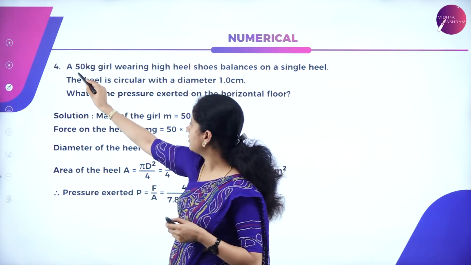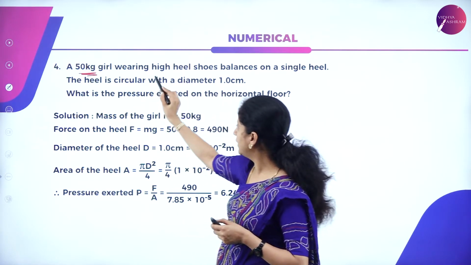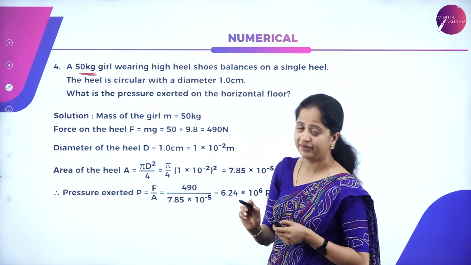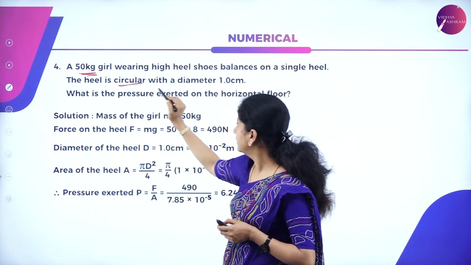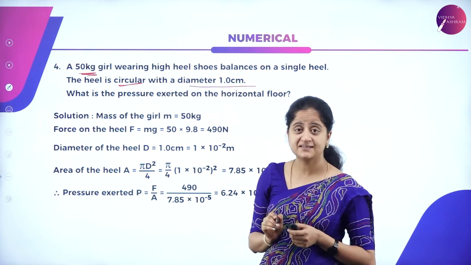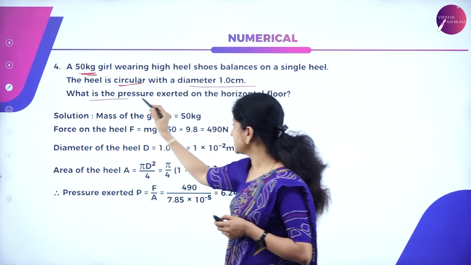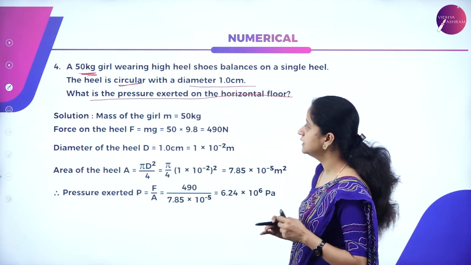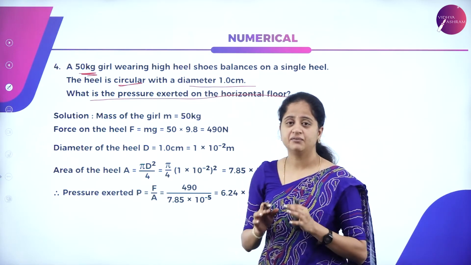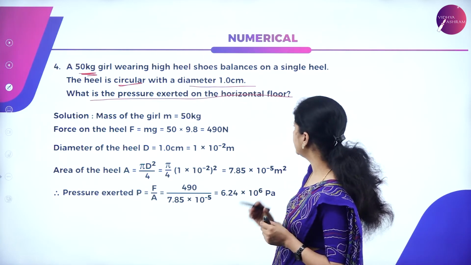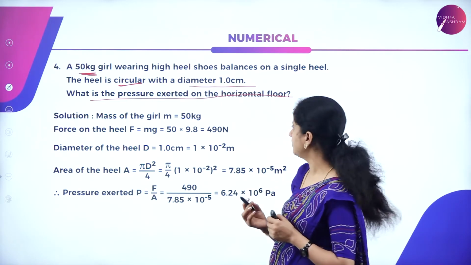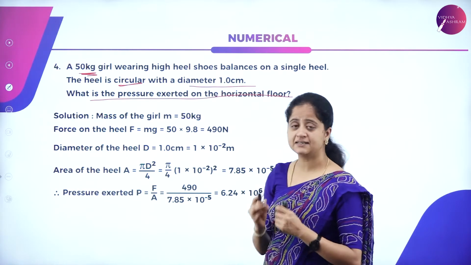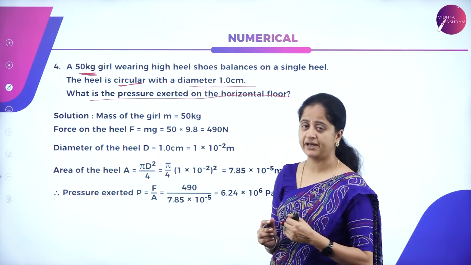So next we have a 50 kg girl wearing high heel shoes balances on a single heel. The heel is circular with a diameter of 1 centimeter. What is the pressure exerted on the horizontal floor? So the question is so clear that a girl is having a weight of 50 kg wearing a heel of a circular shape with a diameter of 1 centimeter. What is the pressure that is exerted on the horizontal floor? We have to find out.